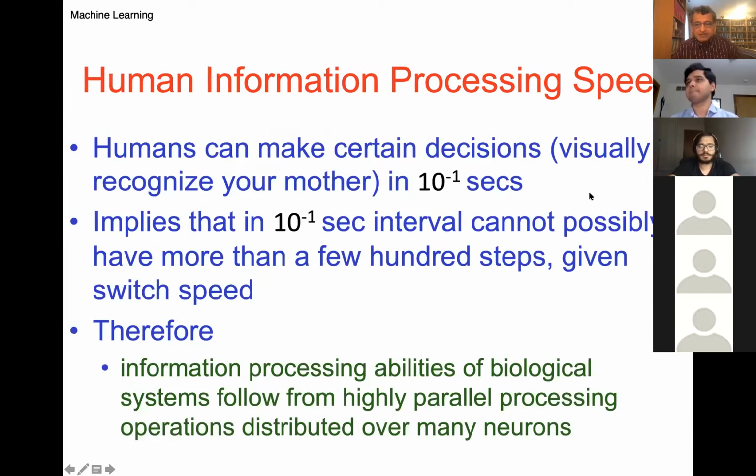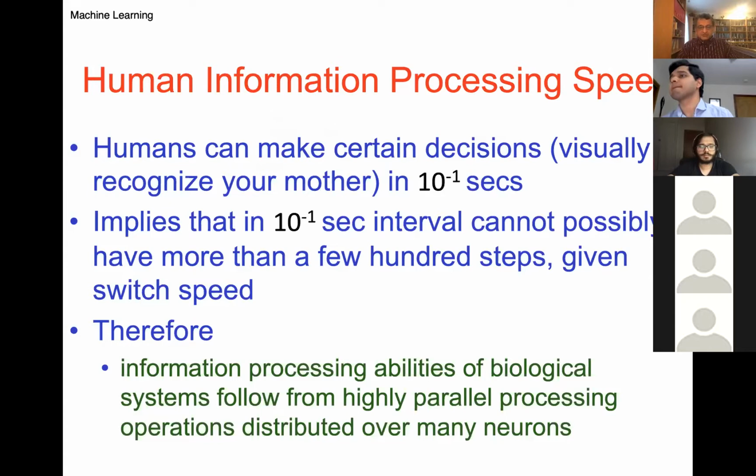So humans can make certain decisions in 10 to the minus 1 seconds. So I guess it can be measured. Visually recognizing a familiar object, recognizing your mother or something, takes 10 to the minus 1 second. That implies that an interval of 10 to the minus 1 second cannot possibly have more than a few hundred steps given switching speed.